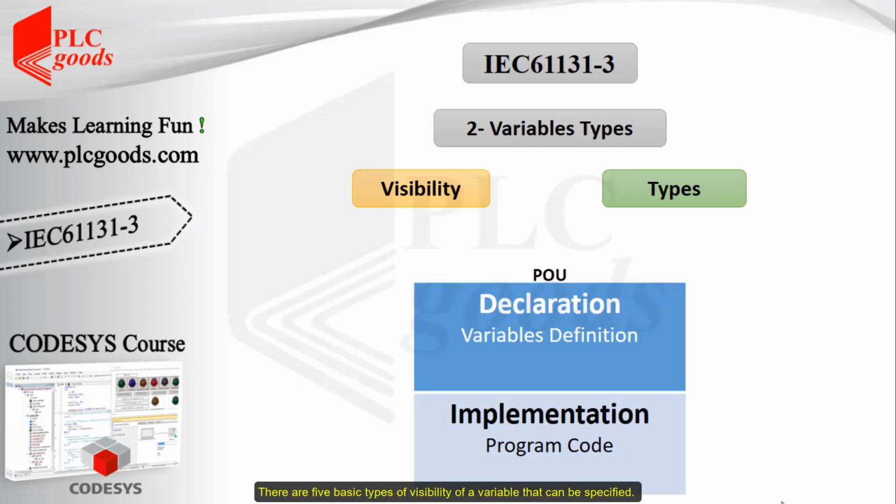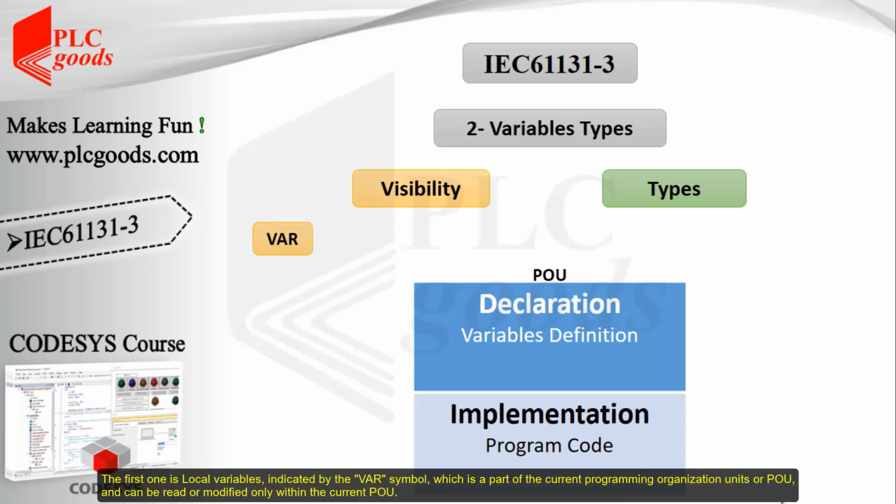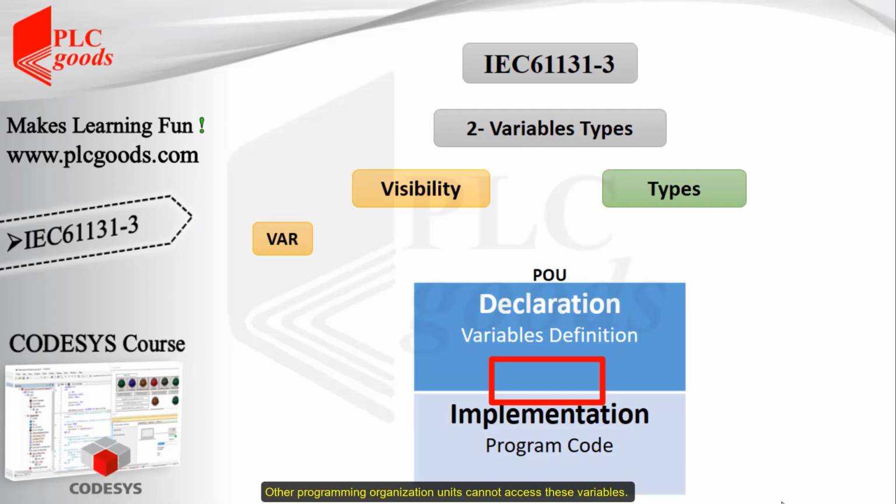There are 5 basic types of visibility of a variable that can be specified. The first one is local variables, indicated by the VAR symbol, which is a part of the current programming organization unit, or POU, and can be read or modified only within the current POU. Other programming organization units cannot access these variables.